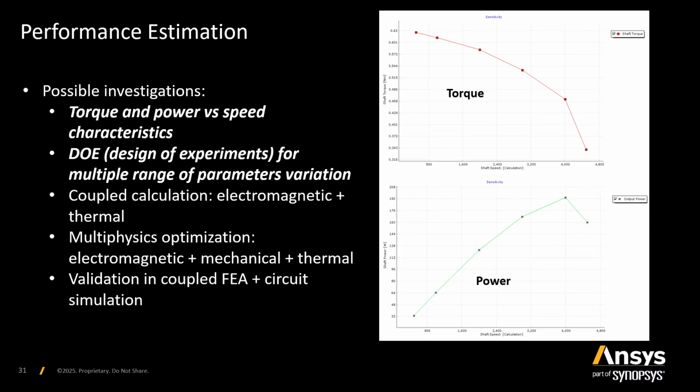What else can we do in MotorCAD right now? We can investigate the torque and power versus speed characteristic. Here we can see the two curves reported on the right-hand side. This is automatically done. It's only necessary to specify the number of points that we want to use to calculate this performance. Again, we can do design of experiments, using a multiple range of parameter variations in MotorCAD, and investigate different aspects of this motor performance.